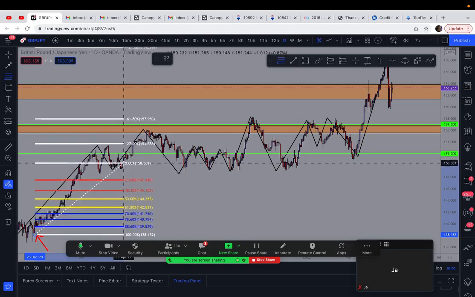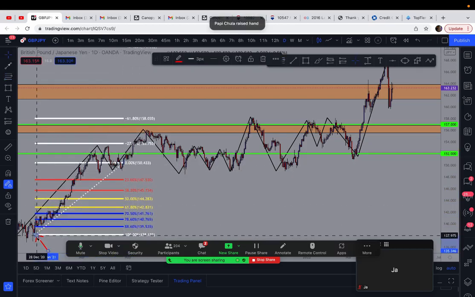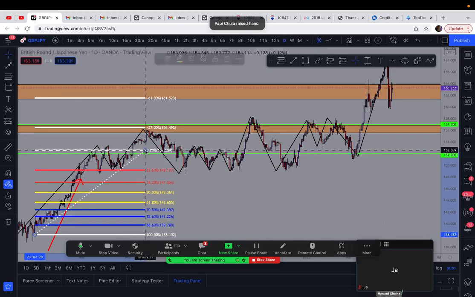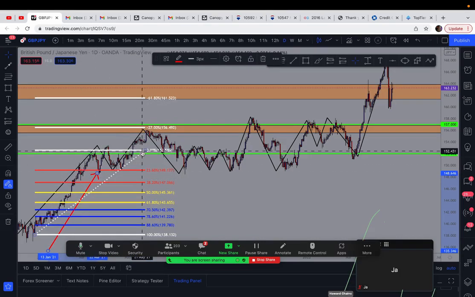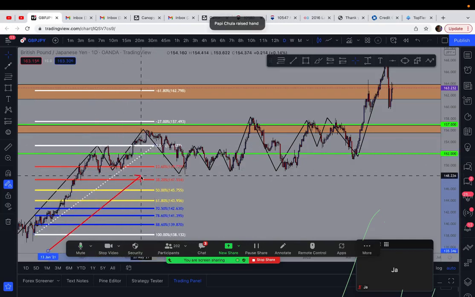Upon me dragging it out from right here, you see that we have a lot of 23.6s that continued where the wick just got tested. So we always drag our 0% to the highest point. You can see that right here, the price is respecting at a 23.6 as well. Drag it to the highest point, we can see that right here at 23.6 as well.